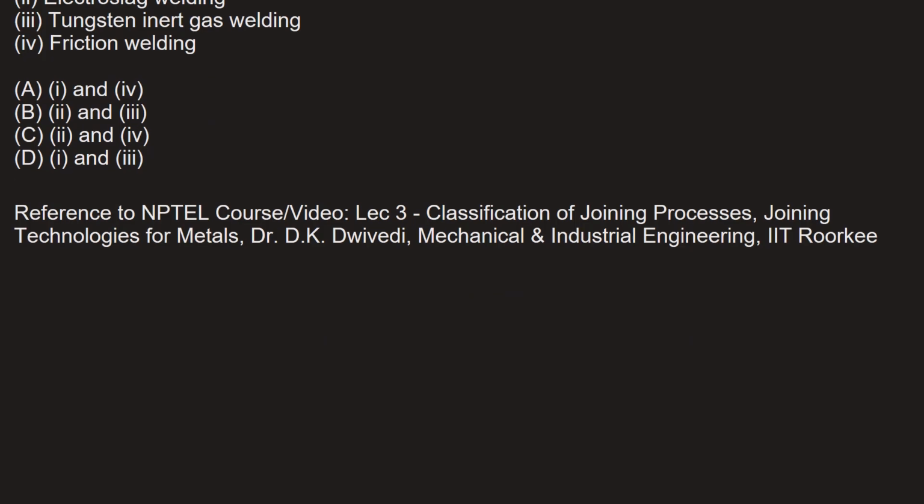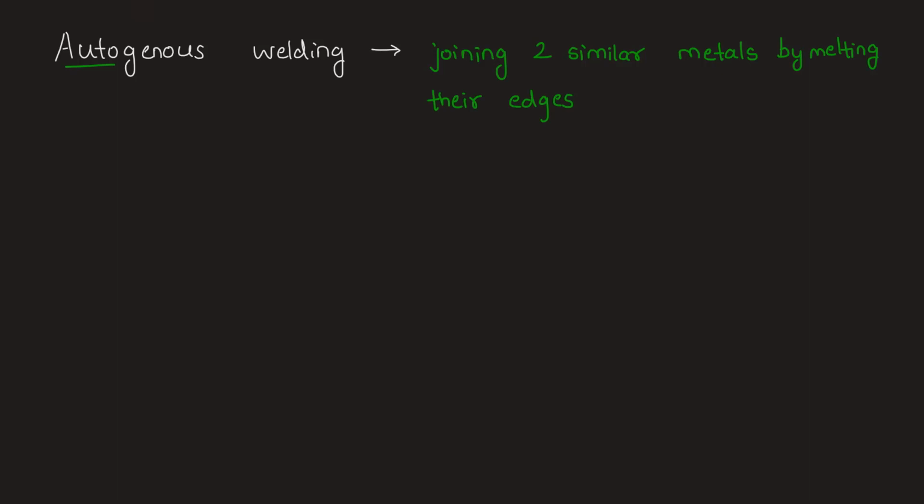Let's do it. We will start by understanding what is autogeneous welding. Autogeneous welding, as the name suggests, is the process of joining two similar metals, but this is done by melting only their edges. So only the edges of the workpieces to be joined are melted and the two workpieces are made up of similar metals. And there is no filler metal used. As the two metals that are being joined are similar, there is no requirement of using a filler metal.